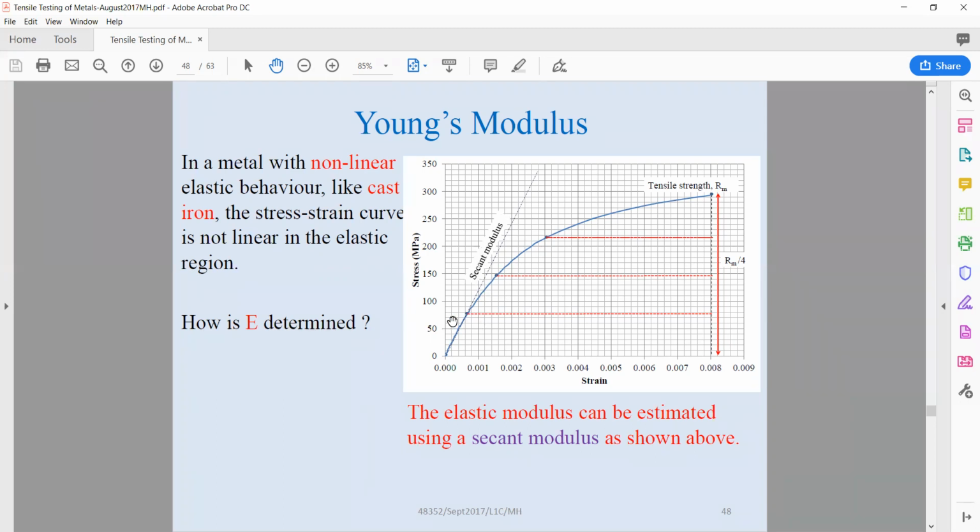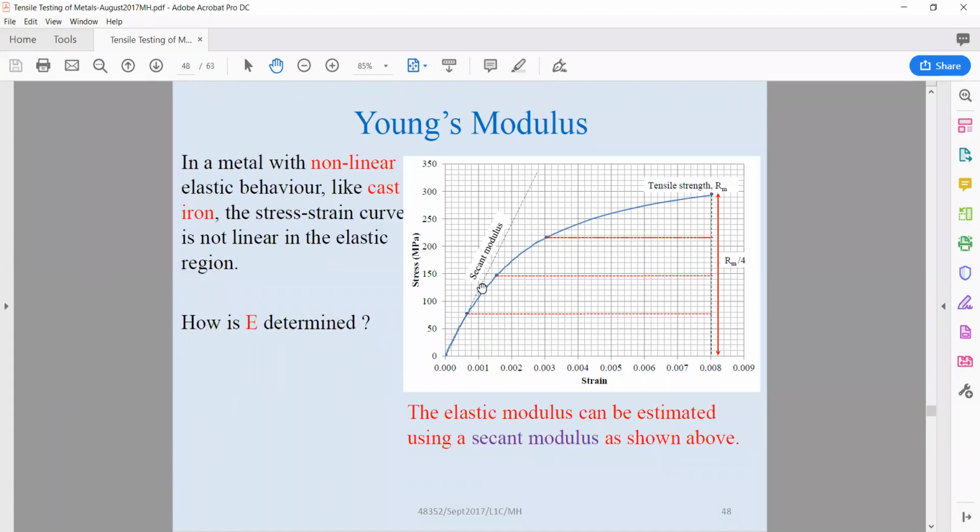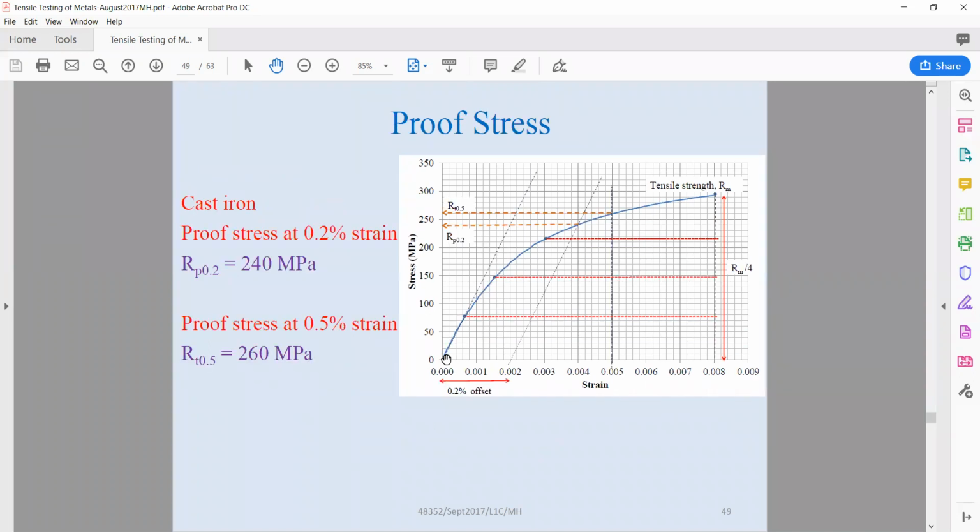So instead of the slope of the stress strain diagram for a linear material like mild steel here, because it is curved you have to find the slope between these two points. That gives the secant modulus, and you report it as secant modulus. And for yield, you have to use proof stress, which means you have the secant modulus, then you draw a parallel to that line starting from 0.002, which is 0.2%. So this is proof stress at 0.2%.